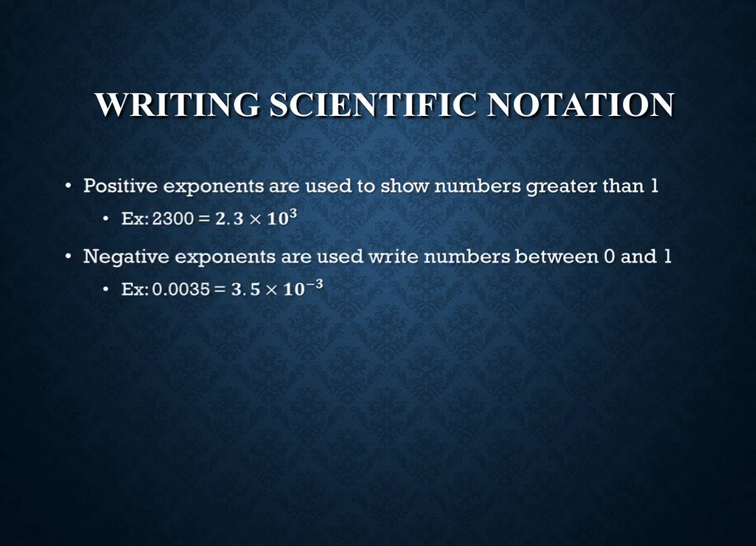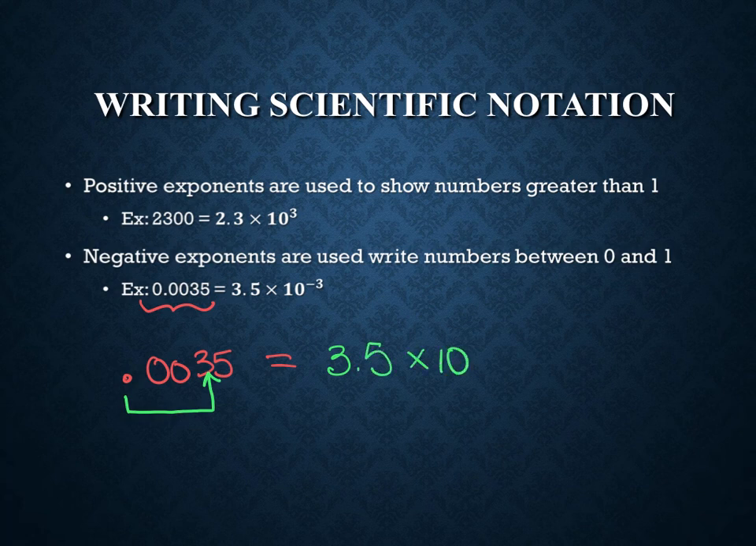Now we also have the case where we have negative exponents. Negative exponents are used to write numbers that are in between 0 and 1. So if I look at this example here, where I have 0.0035, in order to write this in scientific notation, again, I have to move my decimal place so that it's a number in between 1 and 10. That tells me that my decimal place has to go in between the 3 and the 5. So I end up with 3.5 times 10, and then I move my decimal place 1, 2, 3 places.